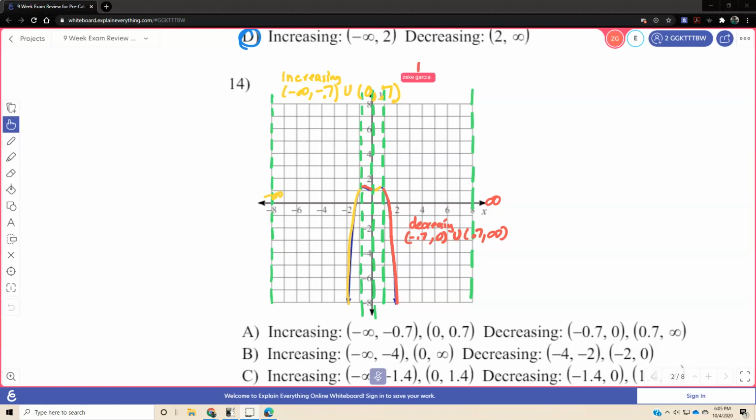So I'm going to write interval over x values. Remember that it is not ordered pairs. These are not ordered pairs. This is actually an interval from negative infinity to negative 0.7, and then of course it's also increasing from 0 to 0.7. It stops, that little piece stops, and then it starts decreasing again from 0.7 to positive infinity.